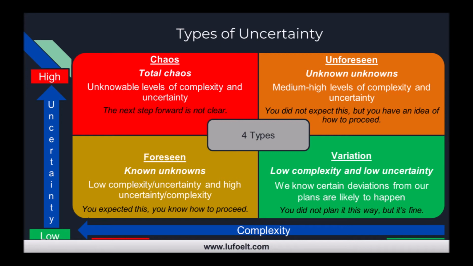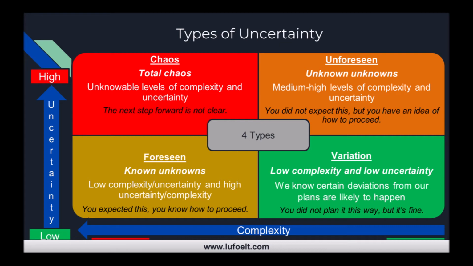You didn't expect this, but you have an idea of how to proceed. Now, the next type of uncertainty is foreseen uncertainty. So here we have what we call known unknowns. And this is lower levels of complexity and uncertainty, and also can include higher levels of uncertainty and complexity. It depends on the situation. But basically, it means that you expected something to happen, but you didn't know exactly when, or how, or who, or something like that. So you can anticipate that there will be something, but you just don't fully understand it. So you can expect it, and basically, you know how to proceed.